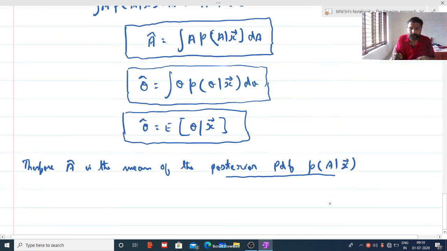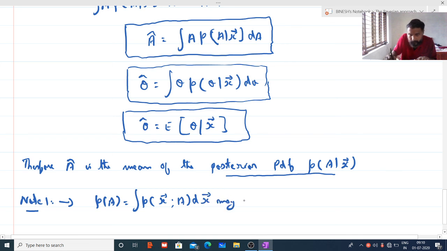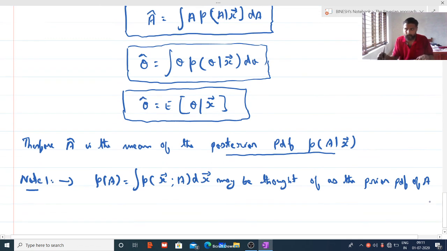So I will give one note. Note 1: P of A, which is the integral of P of x, A, dx, may be thought of as the prior PDF of A.